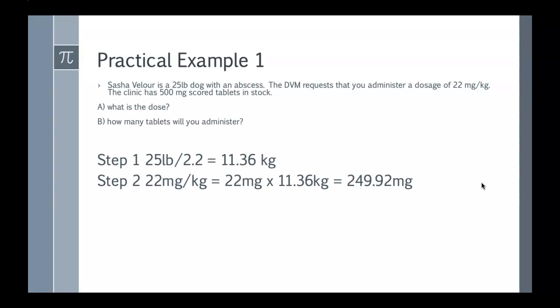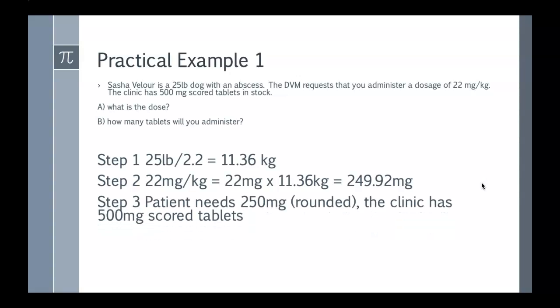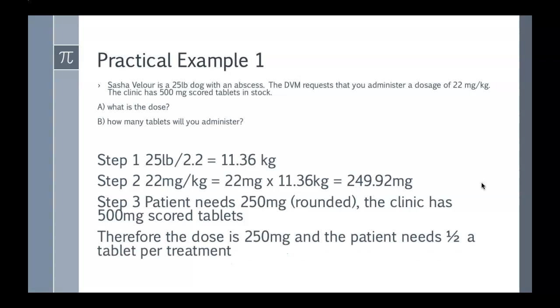How many tablets will you administer? So our clinic has 500 milligram scored tablets in stock. So with that, the patient needs 250 milligrams if we round it, and the clinic has 500 milligram scored tablets. Now, because they're scored, that means that we're allowed to split them. It means that the company that produced them can essentially guarantee that there is equal amounts of the drug on either side of the tablet. Therefore, the dose is 250 milligrams, and the patient needs half a tablet per treatment.